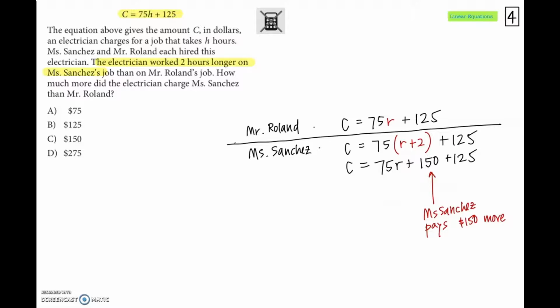Another way of thinking about it is, as soon as you notice that this is a linear equation, you know that every hour the cost is going up by $75. It's good to work through all of this too. But if you're in a time crunch, you could say, oh, I recognize that every hour things are going up $75. So if he's working 2 hours longer for her, then the cost is going to go up $150. So Mr. Rowland's cost was this, and when we got to Miss Sanchez's cost, we noticed that this was the same. These were both in Mr. Rowland's cost. This was the only extra piece here.